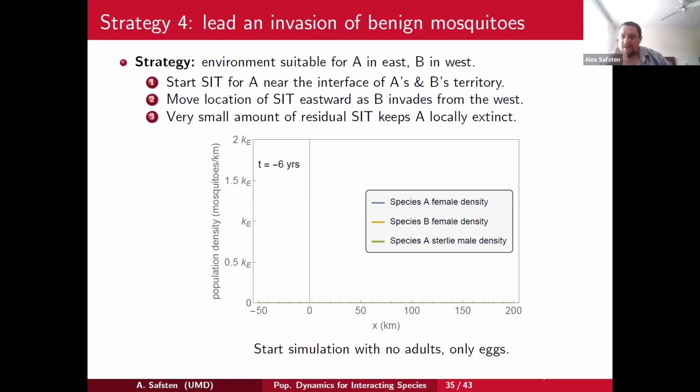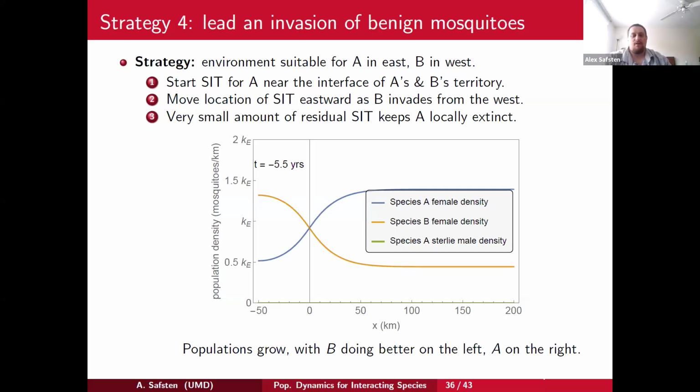So suppose that we are at an interface where, due to changes in the landscape or the climate or whatever, species B does well in the west side of this plot on the left, and species A does well on the right. I'm at the interface of the territory of two distinct species. We can now conduct SIT right at the interface between those two species and lead an invasion of the benign mosquitoes into the dangerous mosquitoes' territory.